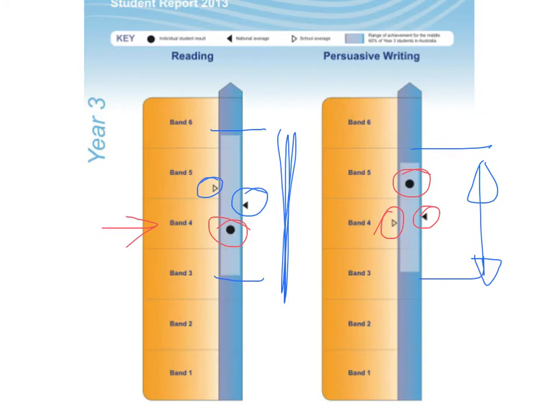So those are NAPLAN results. However, remember that NAPLAN results are a snapshot. They're taken at one point in time. Comparing results over time gives you a much stronger picture of how a student is performing. And comparing results over a number of different sources of their data gives you a much deeper and richer picture of how the student is performing.